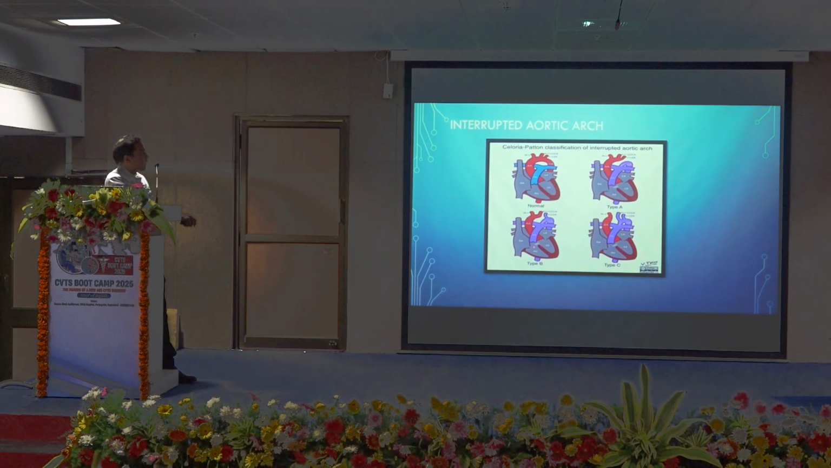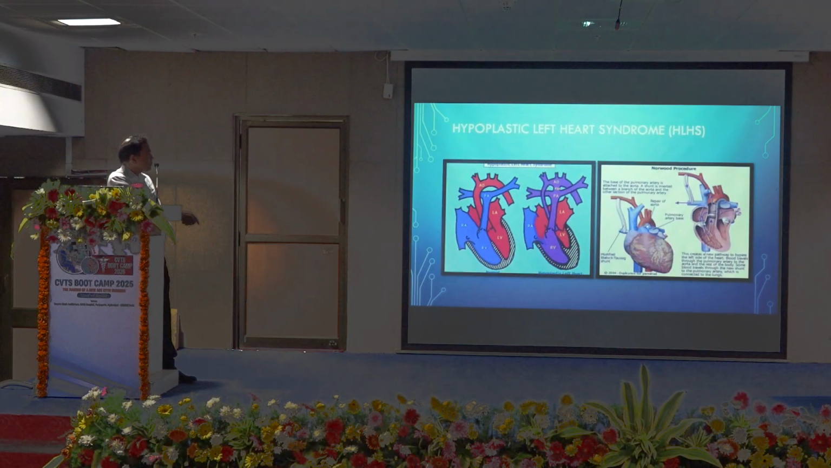That is type A. Type B is when the interruption is between the left common carotid and left subclavian. So this is type B. Type C is when there is a disruption or discontinuation between the innominate artery and the left common carotid artery. The treatment is again maintaining the luminal continuity.